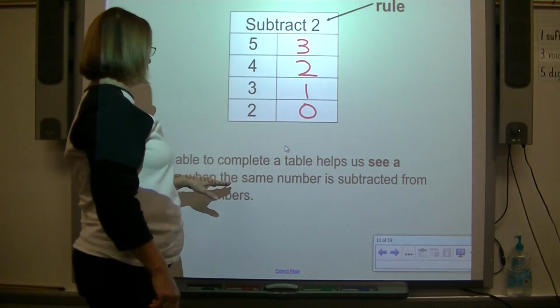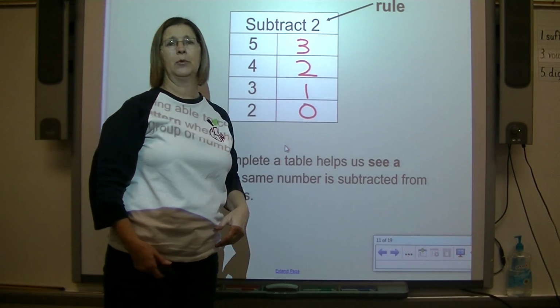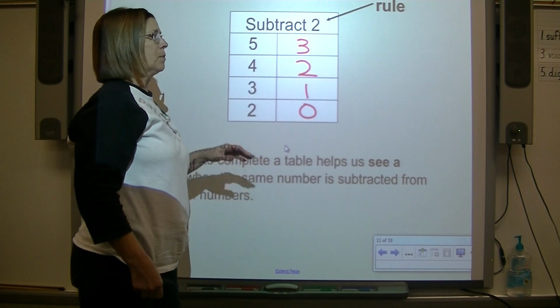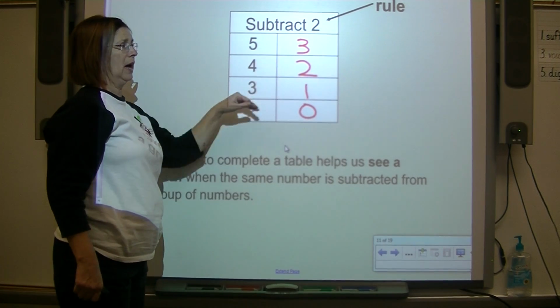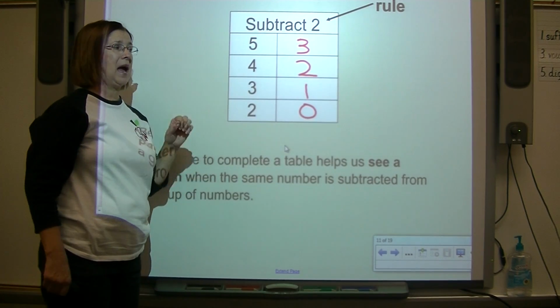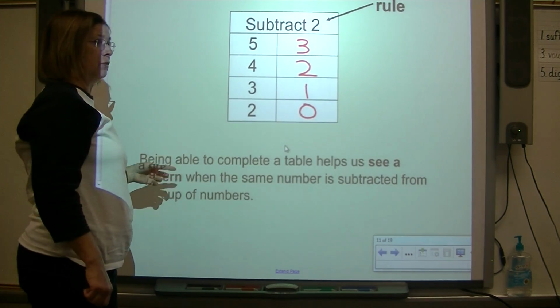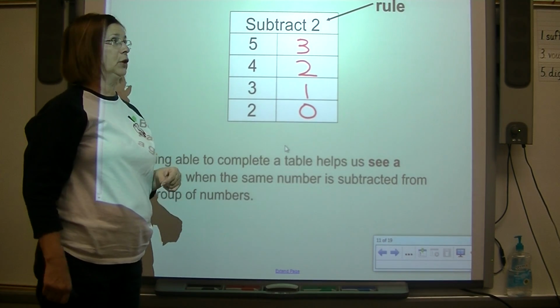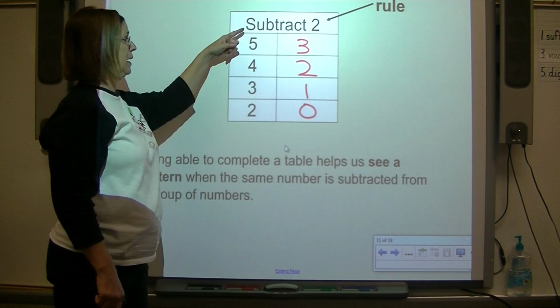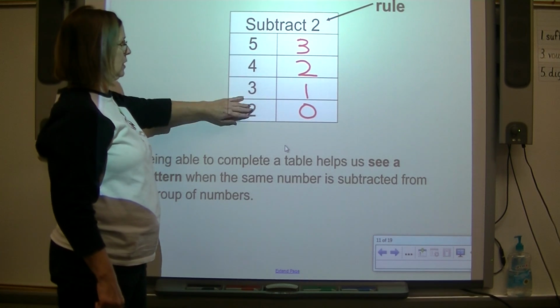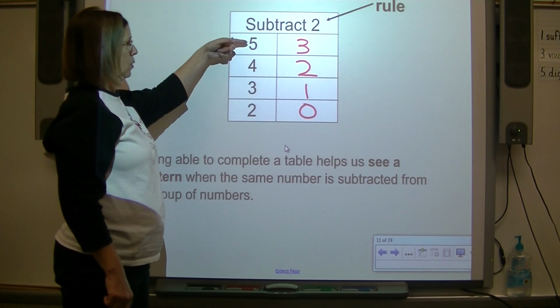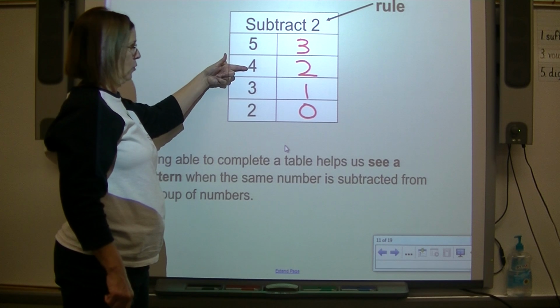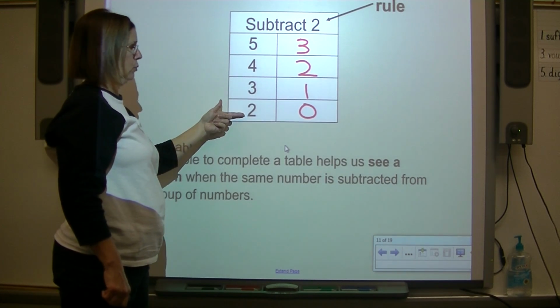Okay, now look down here at the bottom. I thought this was important enough I wanted to type it up. Being able to complete a table like this helps us see a pattern when the same number is subtracted from a group of numbers. All right, so we subtracted 2 each time. Well, first let's look at these numbers over here. Read them for me. 5, 4, 3, 2.